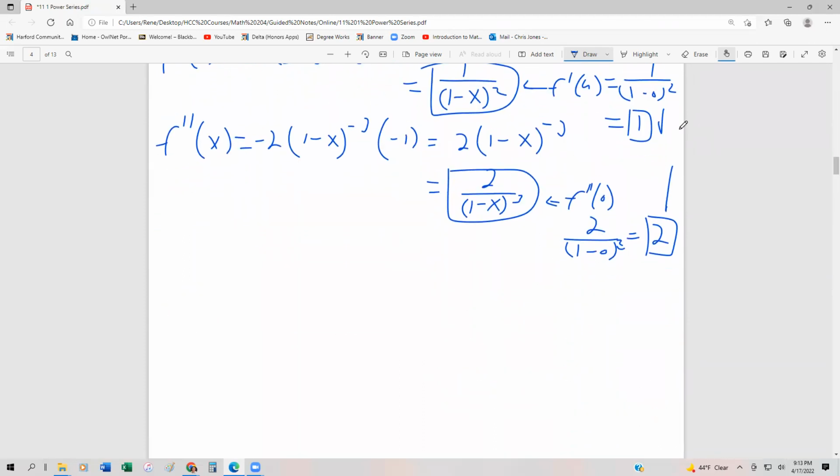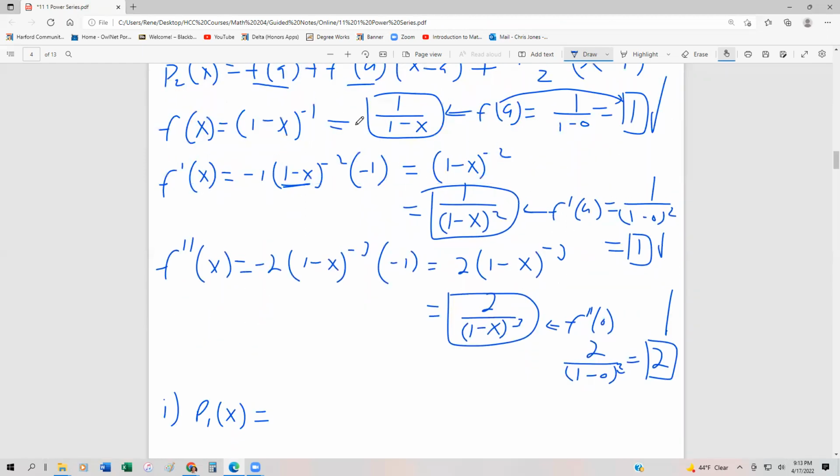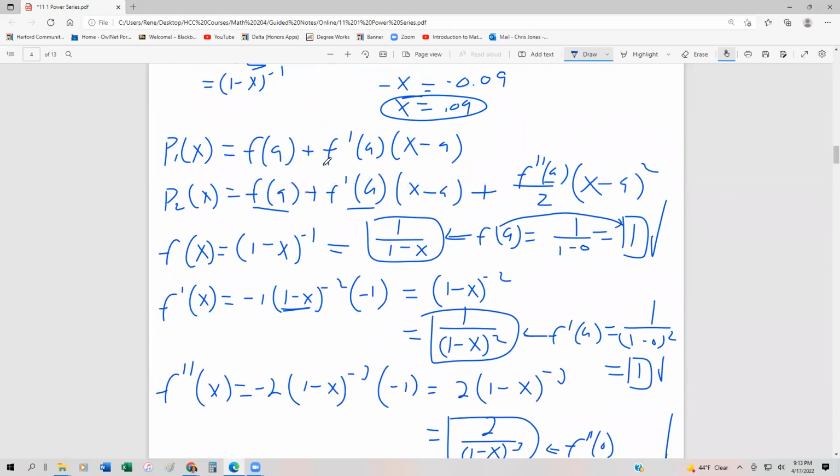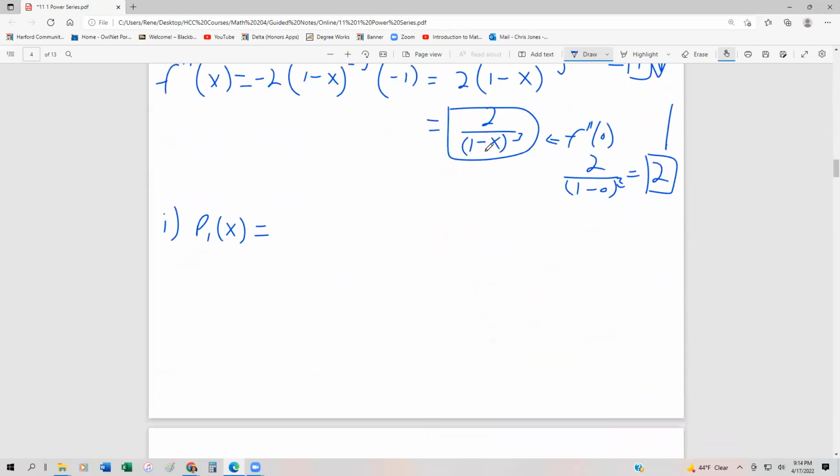For P sub 1 of x, we have our formula up here. That's f of a plus f prime of a times (x minus a). And remember, a is 0, and we have 1 and 1 for f of a and f prime of a respectively. So we can write this as 1 plus 1 times (x minus 0), and that's the same thing as 1 plus x.